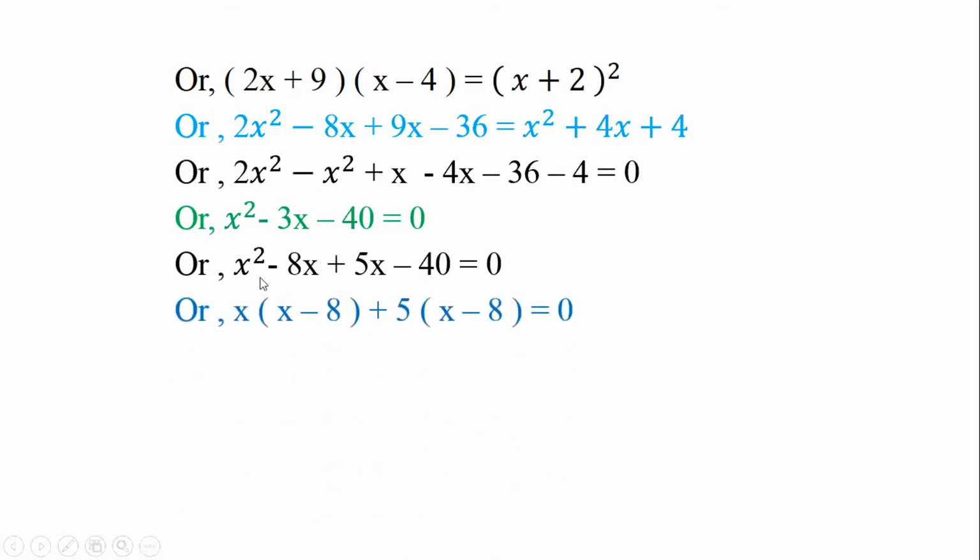If we take common x from these two terms, then we get x into x minus 8. And from these two terms, if we take common 5, then we get 5 into x minus 8. Whereas finally, we get (x minus 8)(x plus 5). From this equation, we get x equal to 8 or x equal to minus 5.